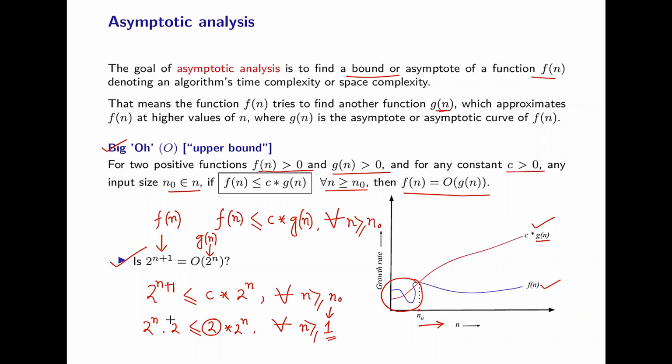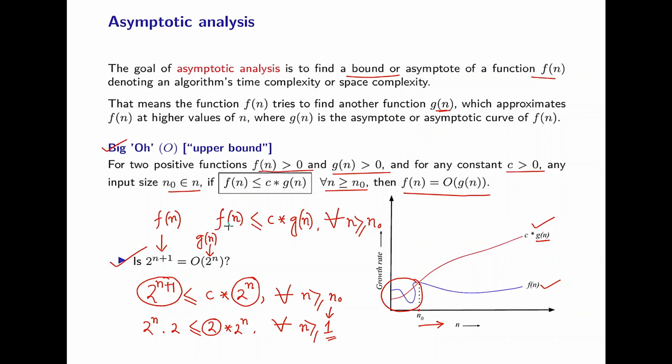So we can say that yes, Fn, so here you see Fn is 2 to the power n plus 1. So this is equal to big O of Gn. Gn is 2 to the power n. So we need to only find the value of C and n naught. So this is the concept of big O.